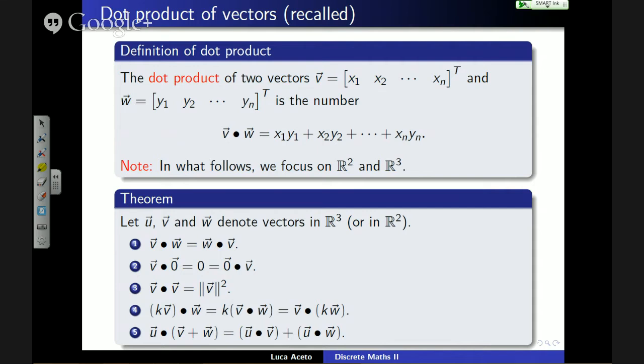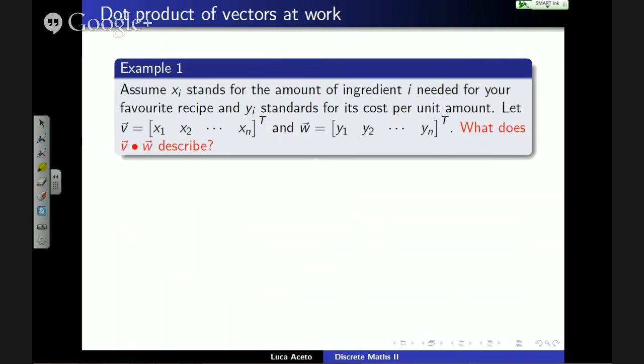Okay, now you might say, okay, the dot product, we already use it when we multiply matrices. What are the uses of the dot product in real life? Because in real life, we don't often multiply matrices. So that's what you think. In fact, we do all the time, at least in computer science. So here's an example of how you actually use the dot product every day when you go shopping.